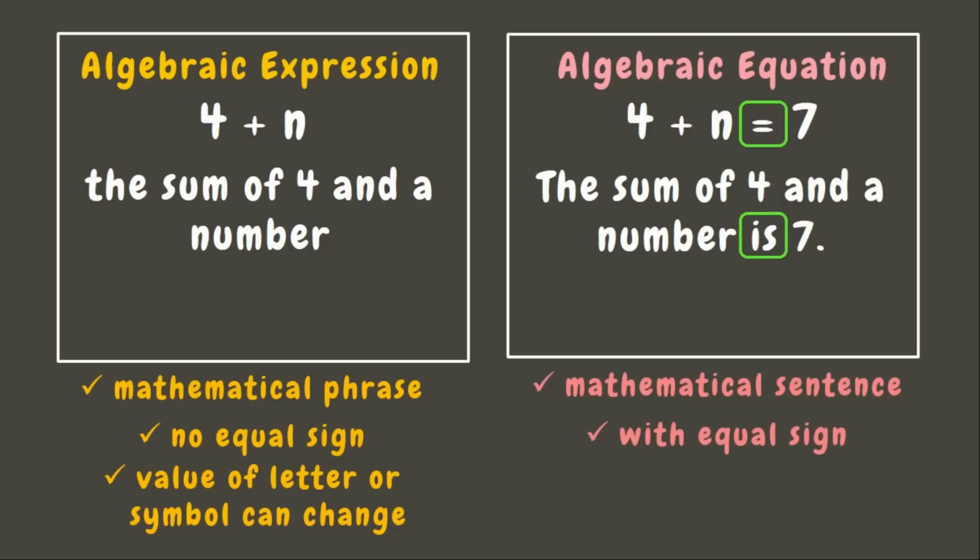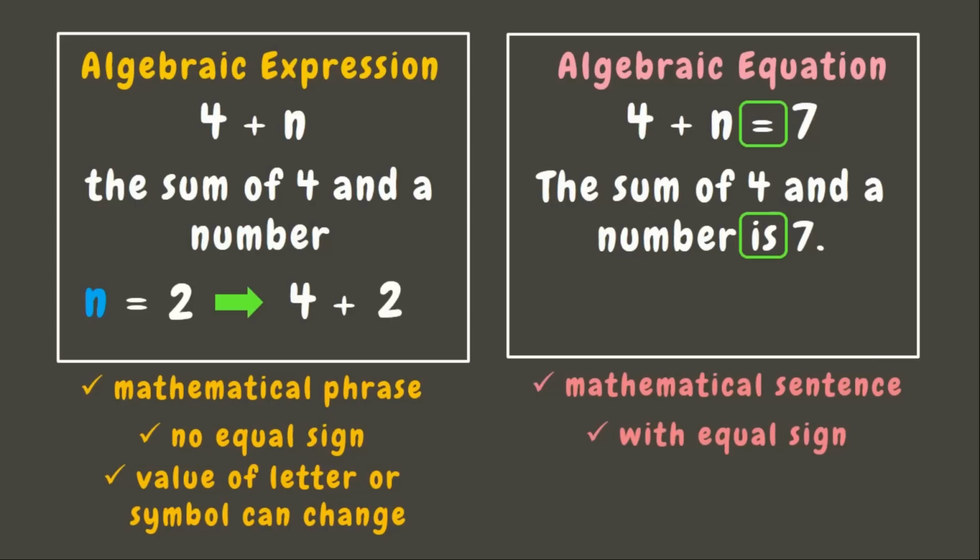For example, here we have 4 plus n. We can say that the value of n is 5. So that would be 4 plus 5. Or we can say that the value of n here is 9. So that would be 4 plus 9. Or let us say it is equal to 2. So that would be 4 plus 2.